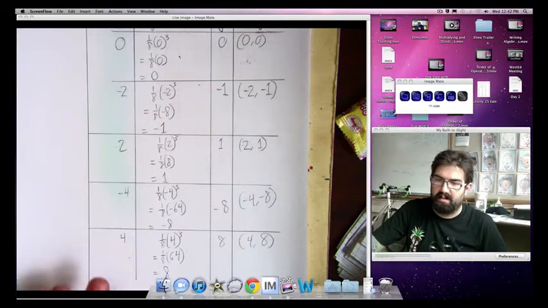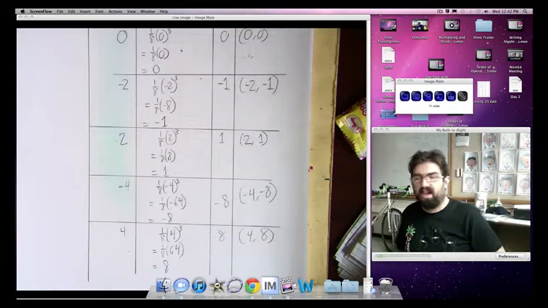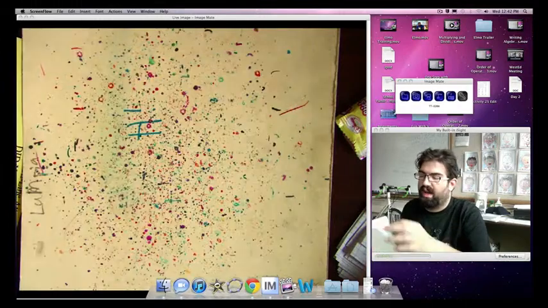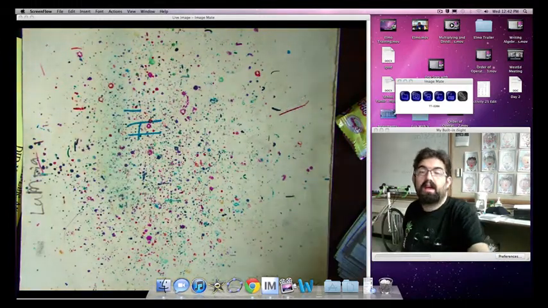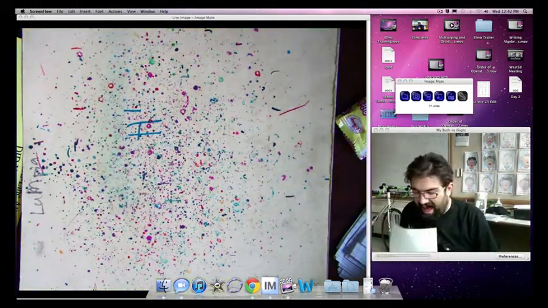I know you can't see at the very bottom. That is an 8 down there. But I showed all my steps. I got my ordered pairs. And that's what I want. I want at least 5 ordered pairs. Can you do more ordered pairs?